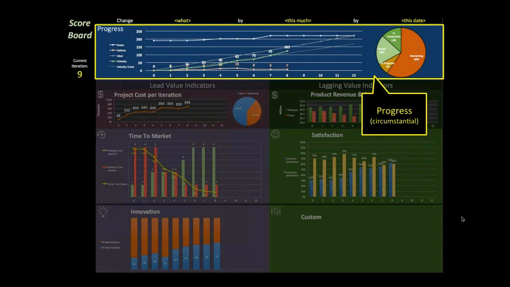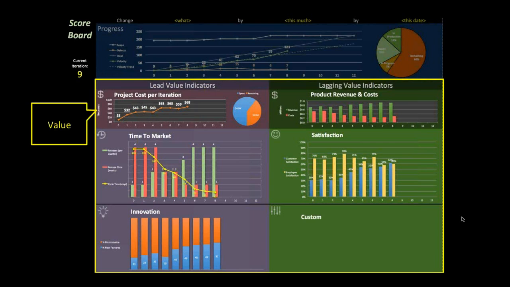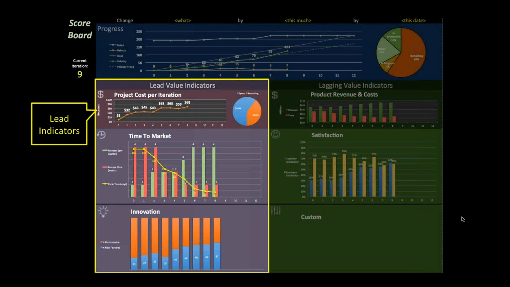So what I did was I put progress on here, like scope, defects, velocity, but I kind of minimized it. I have another tab that can make it a lot bigger, but this is just where I put it, so we still want to be able to see it. That's progress. It's circumstantial, and I put it at the top. The vast majority of this is focused on value, where on the left-hand side, I have the lead value indicators, and on the right-hand side, I have lagging.